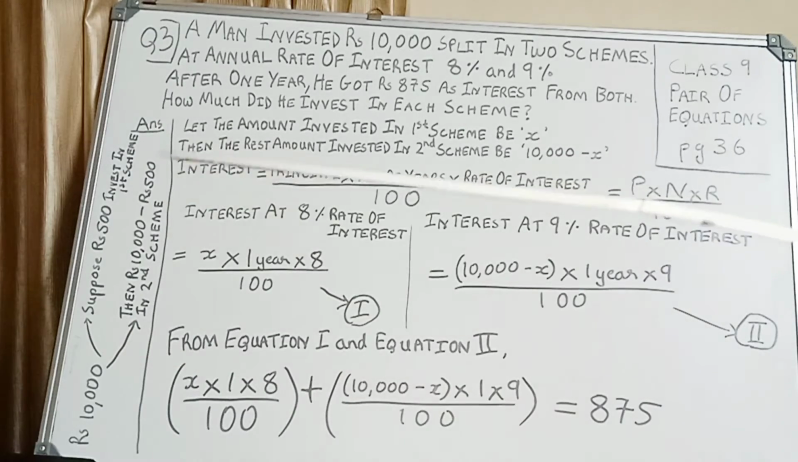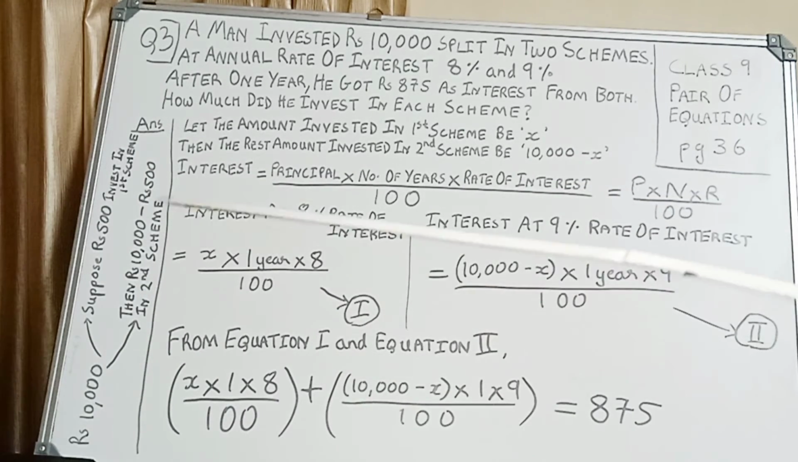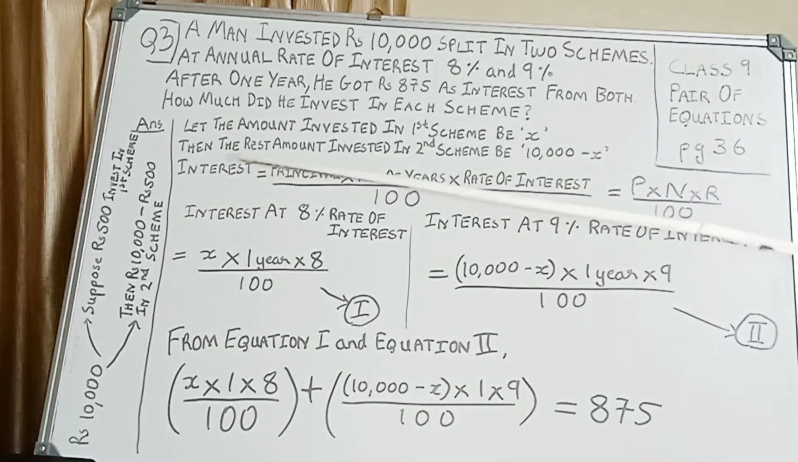We got it from here. Okay, if you understand this properly, you will understand this. So first scheme, let it be X, we don't know what the amount is. Then the rest of the amount invested in the second scheme would be the total amount minus this amount.